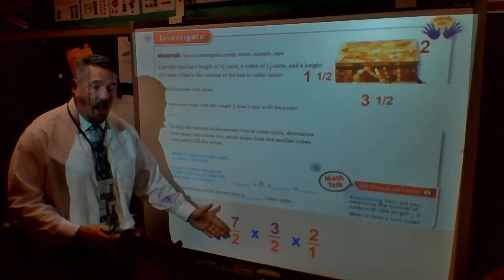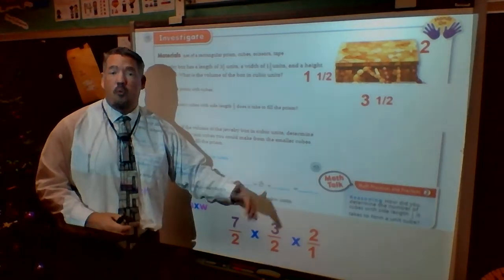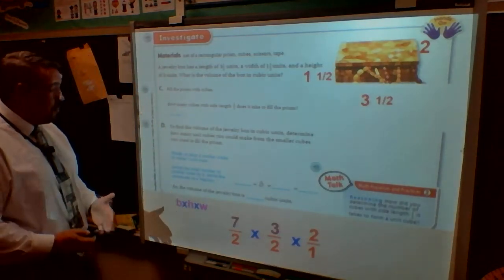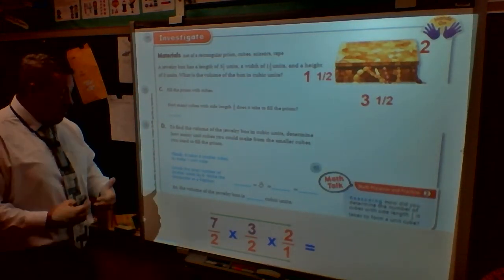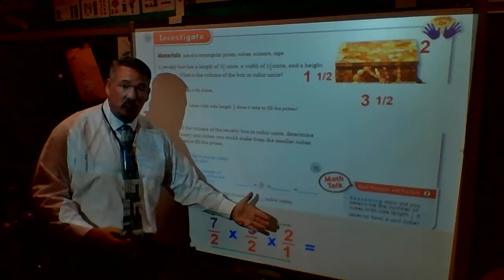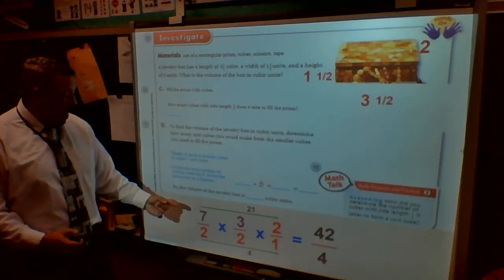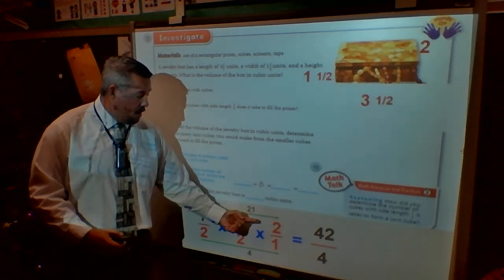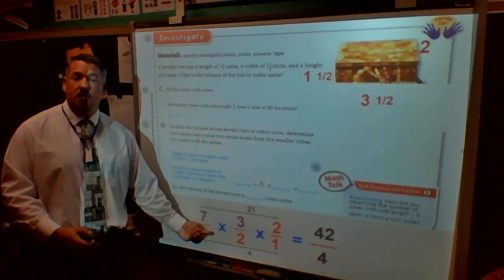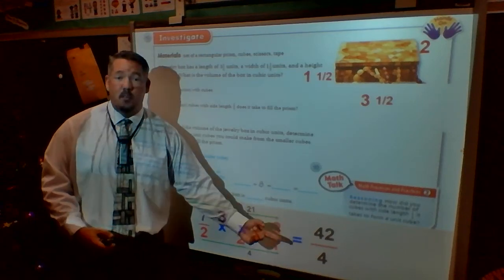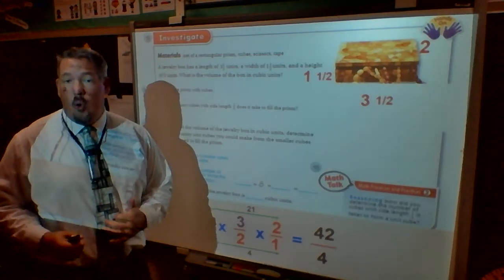So I have 7 halves times 3 halves times 2 over 1. So when I multiply those together, I'm going to multiply across. Multiplying across means to go straight across. I have 3 times 7, which is 21, times 2, so I have 42. And in my denominators, I have 2 times 2, which is 4, times 1, which is 4. So I have 42 fourths.